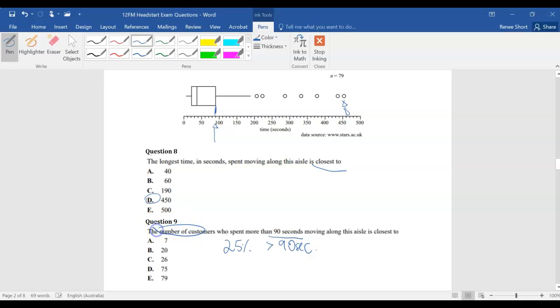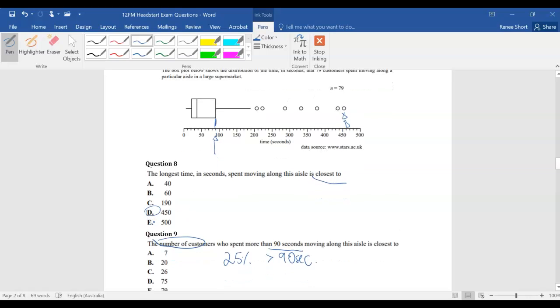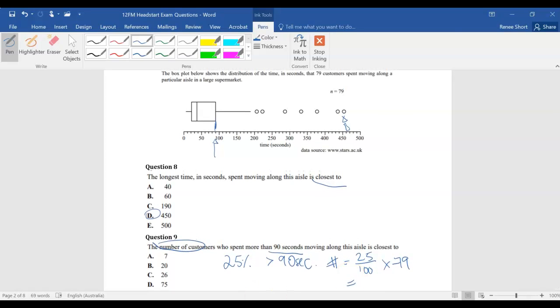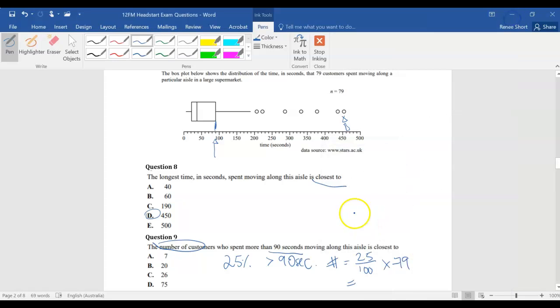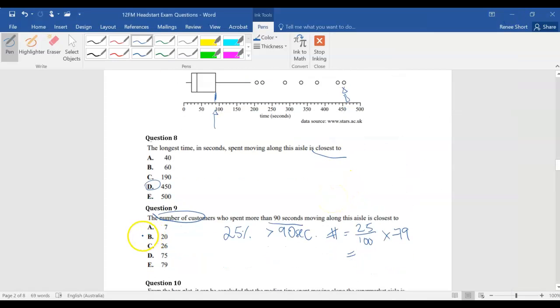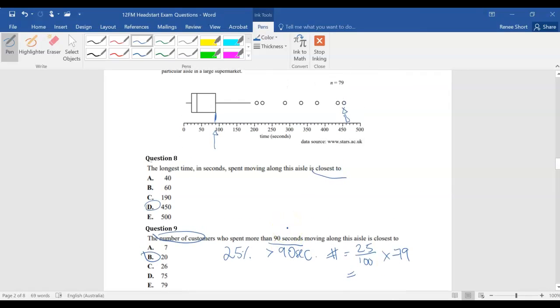However, the question wants the number of customers. So we need to take this percentage, 25 over 100, and multiply it by 79 because there were 79 customers in the aisle that were measured. And if I then pop that in my calculator, it comes out to be 19.75. So I'll say it's closest to 20 customers that spent more than 90 seconds moving along the aisle.